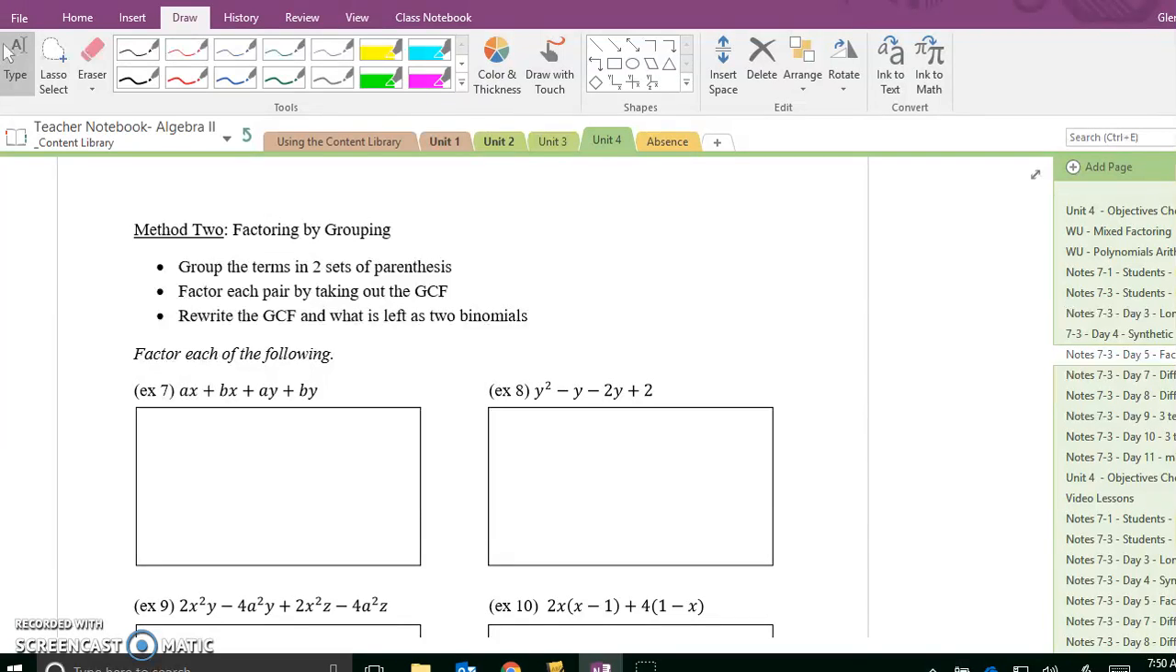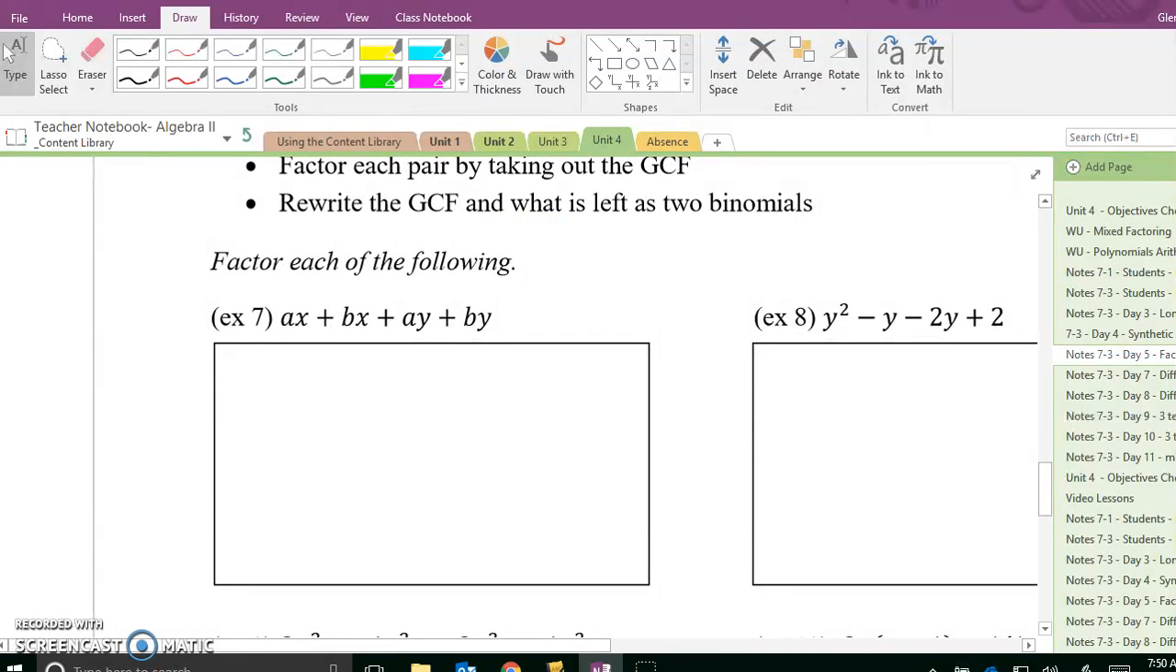Factor by grouping is very simple. It's grouping the terms in two sets of parentheses. We factor each pair by taking out the greatest common factor, and then we rewrite the greatest common factor and what is left as two binomials. So the first thing that we want to do, and we'll look at this first example here, is group these. We want to group our first two terms, and then also our last two terms. And we do want to keep that plus with that ay.